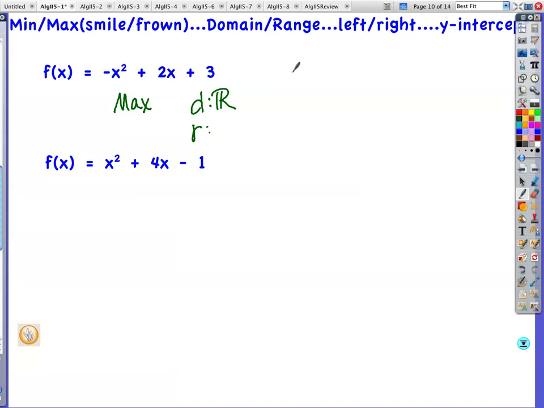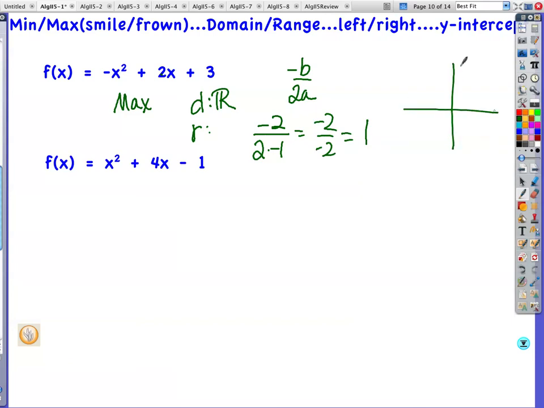So I'm going to use that -b over 2a. So -b over 2a. So I've got -2, because I stole that 2 from there and I have to change the sign, times 2a. So the a value in this case is -1. So -2 over -2 gives me a 1. That means, I'm doing a quick little sketch here, imagine a dotted line right there. Okay, that means my parabola is centered around that particular point. Somewhere along this point is where my parabola is going to start or stop.